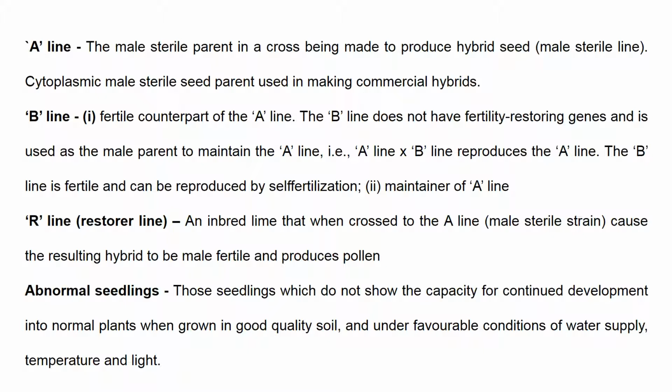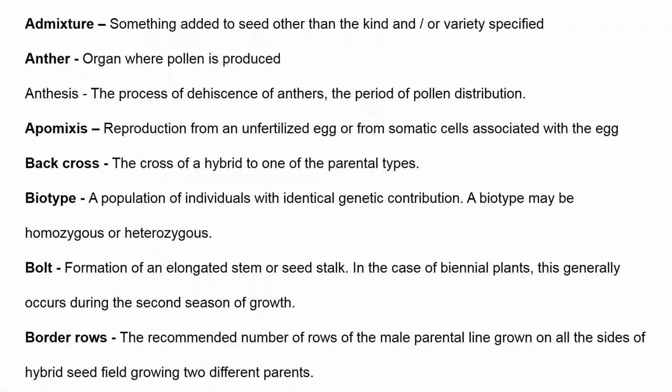Abnormal seedlings. Those seedlings which do not show capacity for continued development into normal plants when grown in good quality soil and under favorable conditions of water supply, temperature and light. Admixture. Something added to seed other than the kind or variety specified. Anther is an organ where pollen is produced. Anthesis is the process of dehiscence of anthers, the period of pollen distribution.